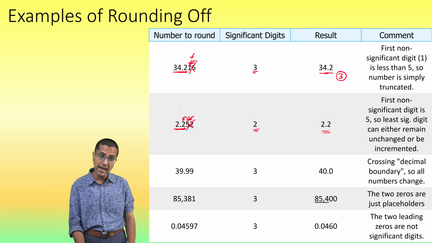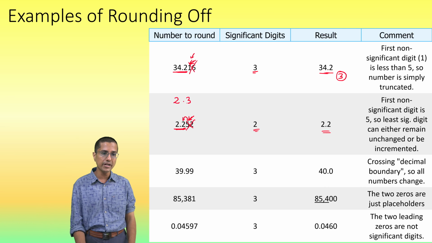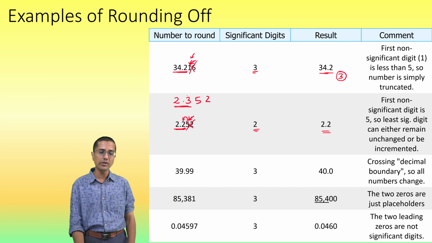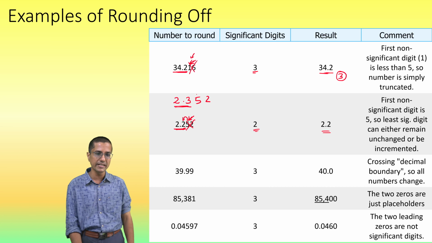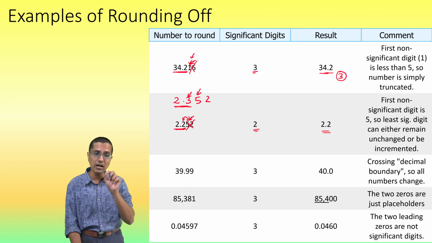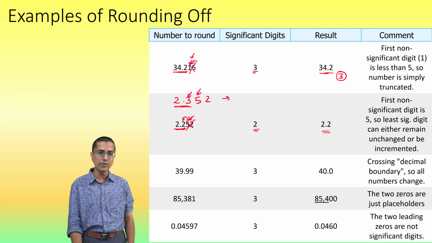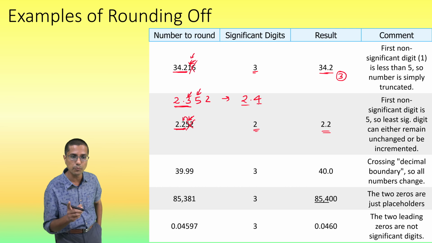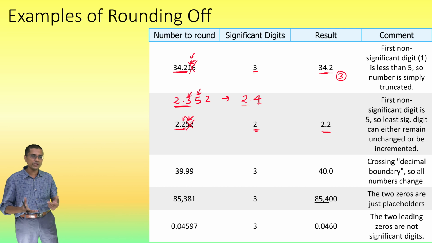Now, if on the other hand, our number was 2.352, what would happen? And we wanted to round it off to 2.3 only. We wanted only two significant digits. Then we look at this 5 and we see that we have a 3 here. Because we have a 3 here, it's an odd number. Therefore, we would actually increment it, and after rounding, this will become 2.4. So now we move on to the next problem.